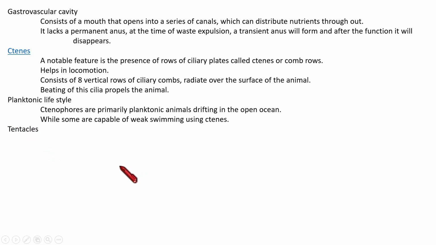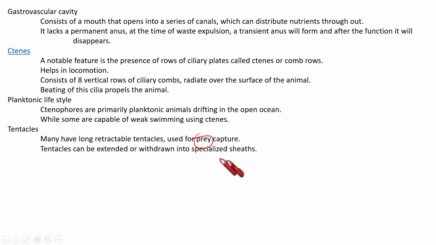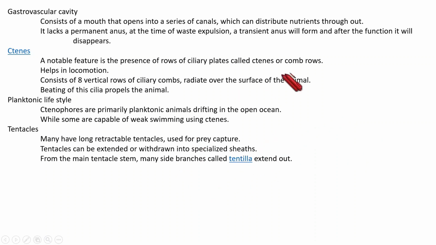Then we are moving to another feature, that is tentacles. They possess two long, retractable tentacles. Using these tentacles, they capture their prey. And these tentacles can be extended or withdrawn into specialized sheaths. And from the main tentacle stem, suppose this is the main tentacle stem, many side branches are also present.